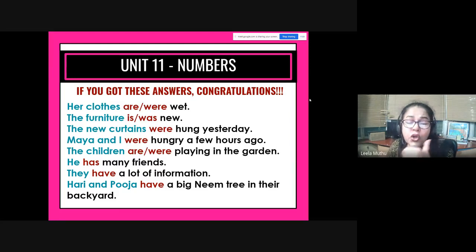Okay. Her clothes. You cannot say her clothes is wet, because "is" is a singular verb used for a singular noun. Now, clothes are always plural no matter what. So you can only say her clothes are wet, or her clothes were wet, because "were" is a plural verb. It is always going to be used in a plural way. Okay, so are wet, were wet. If you got any of these, you're absolutely right.